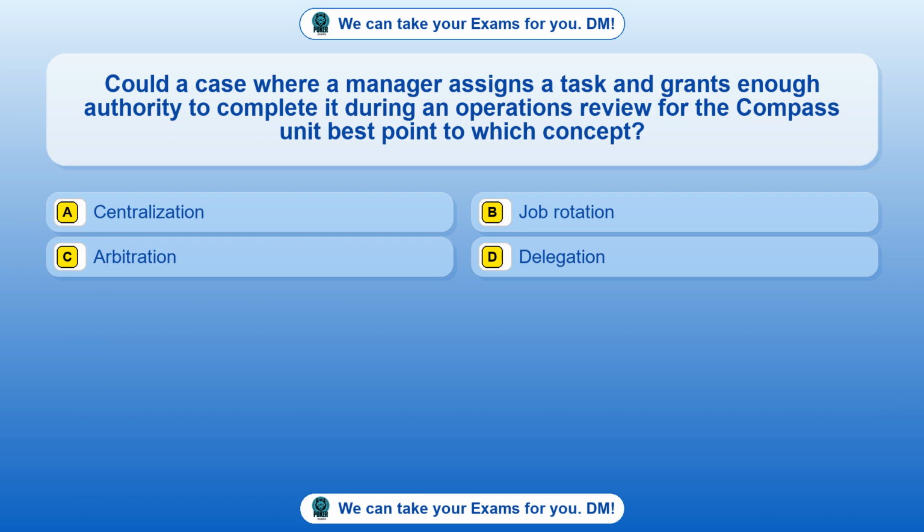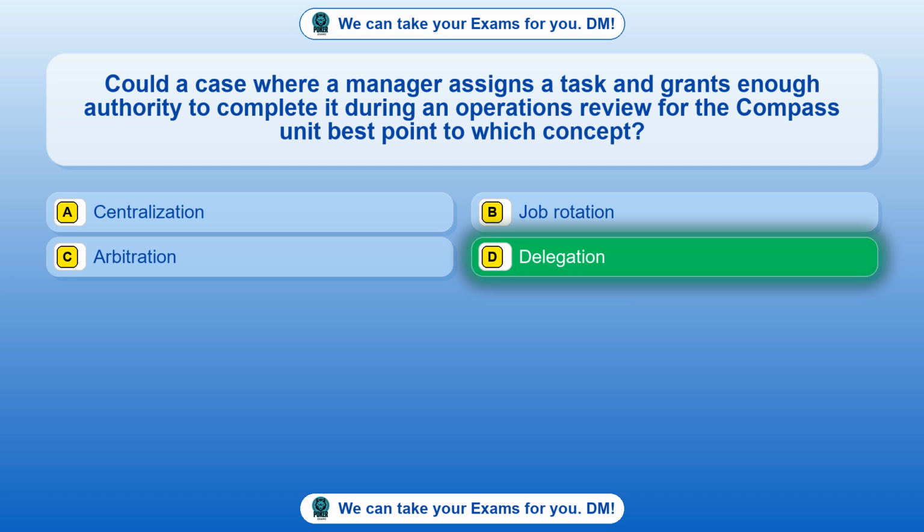Question 65. Could a case where a manager assigns a task and grants enough authority to complete it during an operations review for the Compass unit best point to which concept? Option A, centralization. Option B, job rotation. Option C, arbitration. Option D, delegation. The correct answer is option D, delegation.